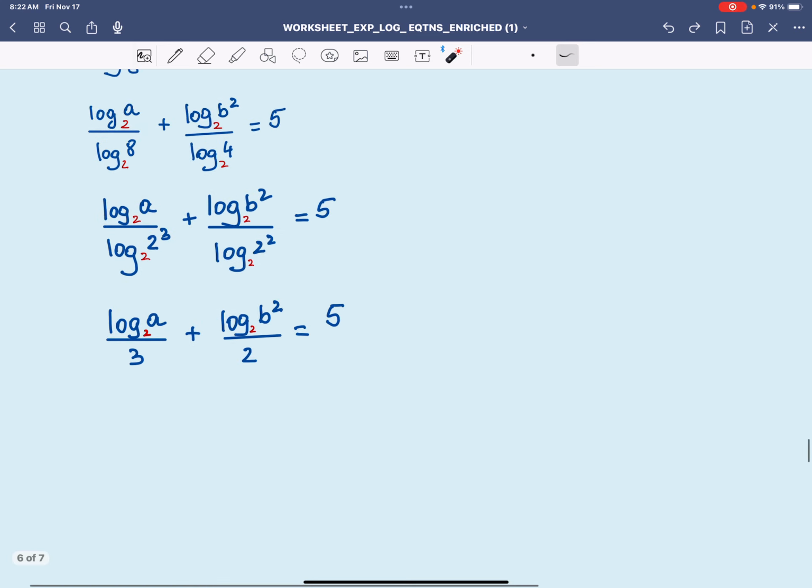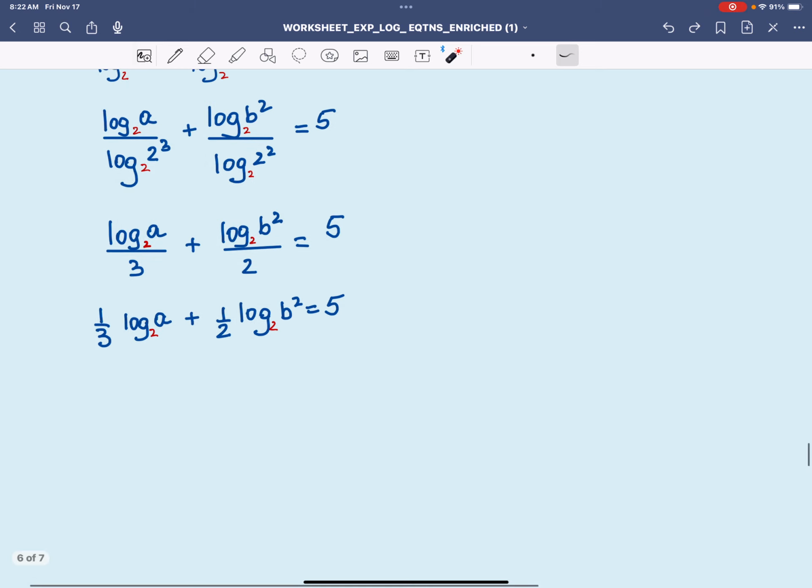Now, as you can see, we have denominators in numerical form. They are nothing but actually coefficients of these log terms. So you can write this as 1 over 3 times log with base 2 of a, and then plus 1 over 2 log with base 2 of b squared equals 5. Now, we're getting very close to combining a and b terms, right? Because the bases are the same.